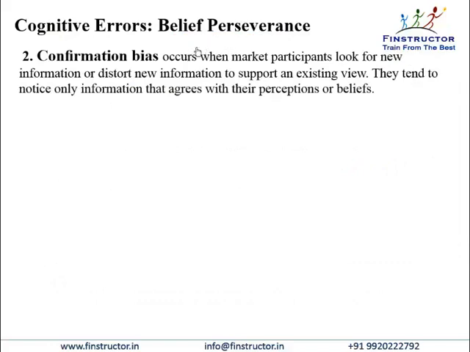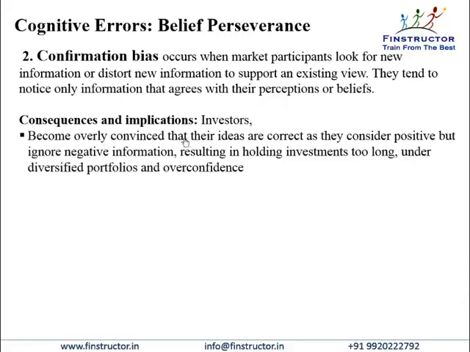The second belief perseverance related problem is called the confirmation bias, wherein market participants actively look out for new information or distort new information in order to support an existing view. Suffering from this bias, they tend to notice only the information that agrees with their perceptions or beliefs. Investors tend to become overly convinced that their ideas are correct. They ignore negative information, which results in holding investments too long, under-diversified portfolios, and overconfidence in investing.